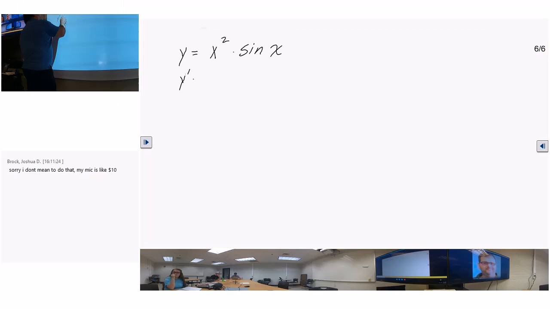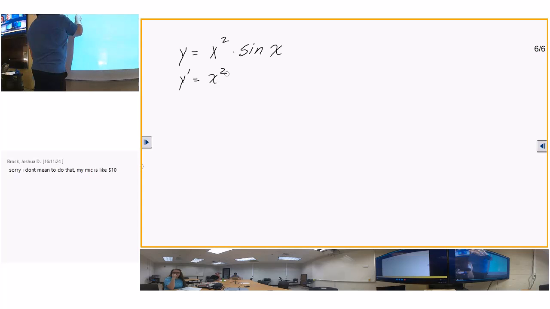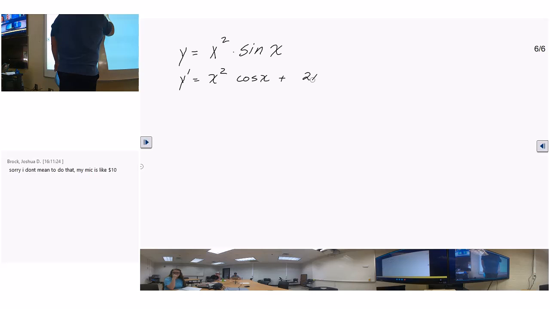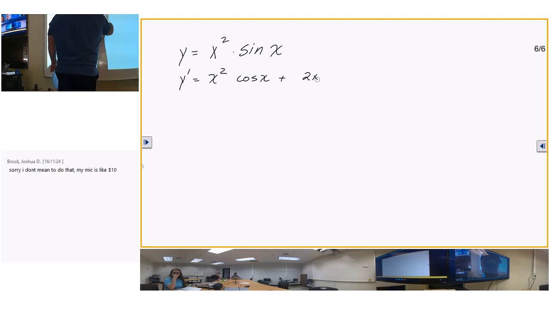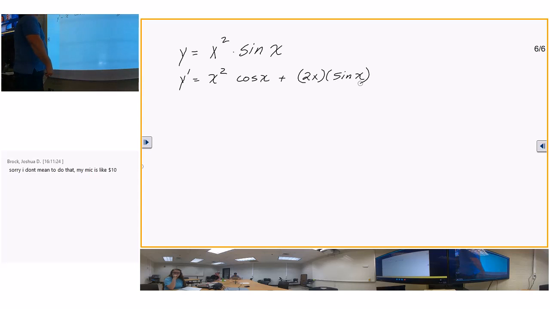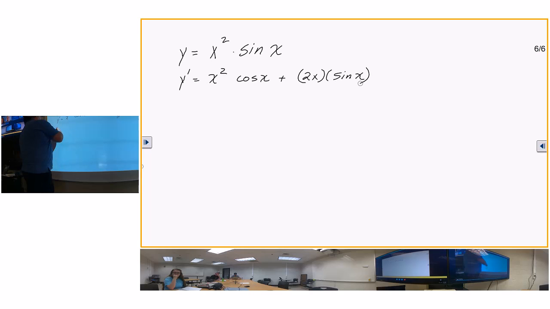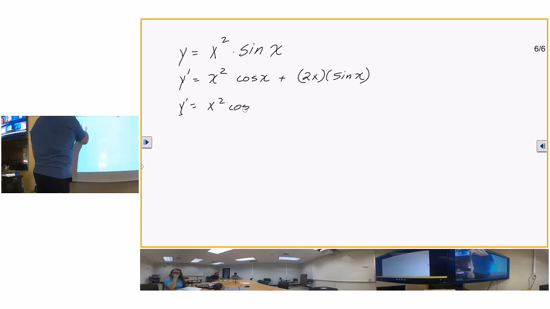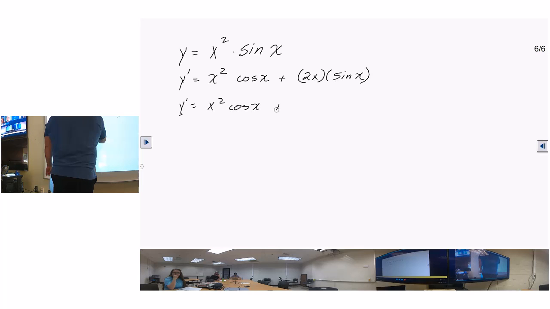Y prime is equal to first times the derivative of the second plus the second times the derivative of the first. Derivative of the first, second sine. I'm sorry, I got my cart before my horse. And that's pretty much the answer. Okay, so y prime is equal to x squared cosine of x plus 2x sine of x.